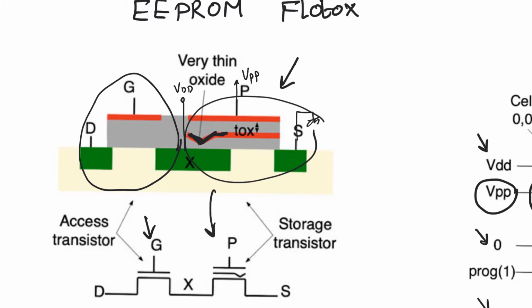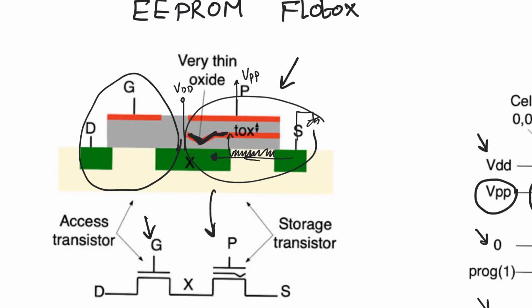This very large VPP is going to create an extremely healthy channel in the storage transistor, and the VDD applied to the drain is going to cause electrons to move through the transistor. These electrons will be very energetic when they reach the drain, which allows them to have enough energy to go through the oxide using the hot carrier effect.